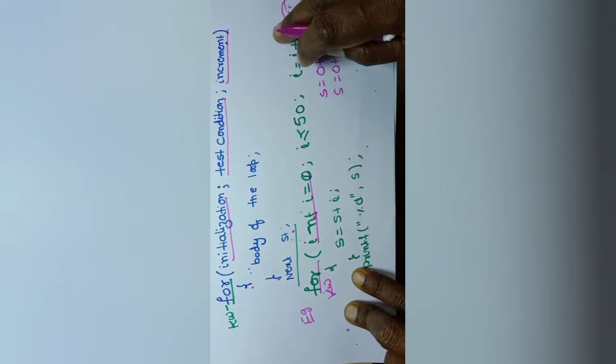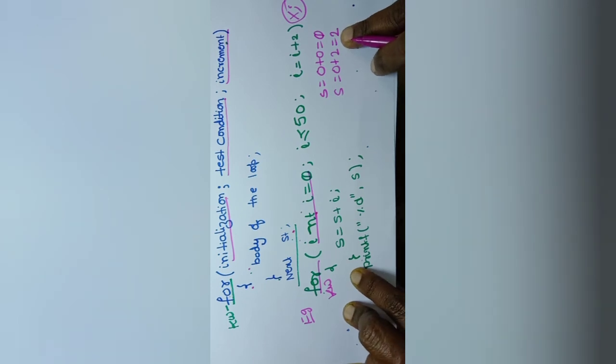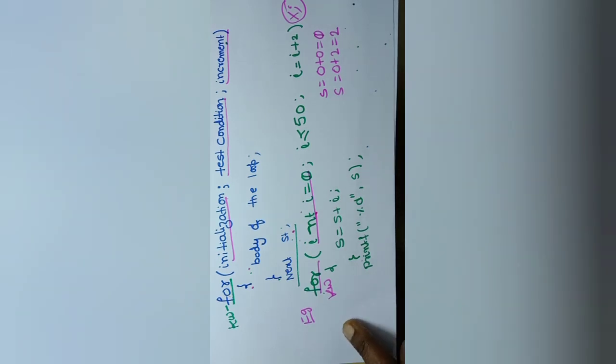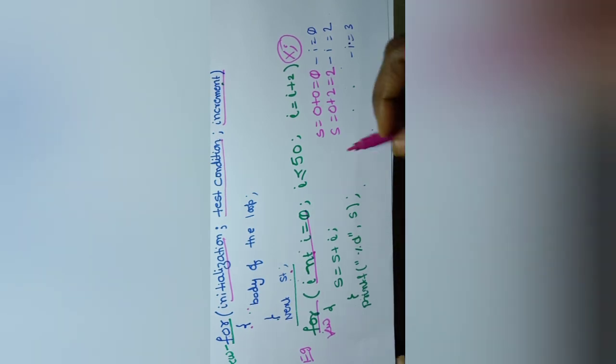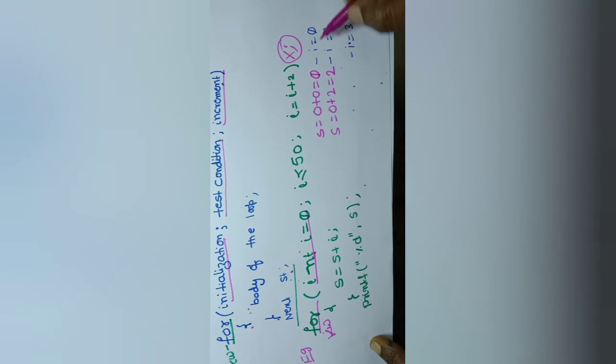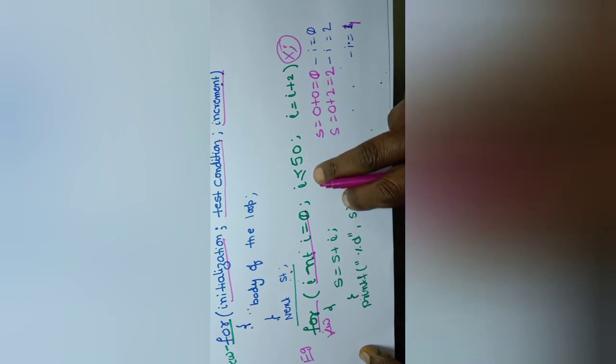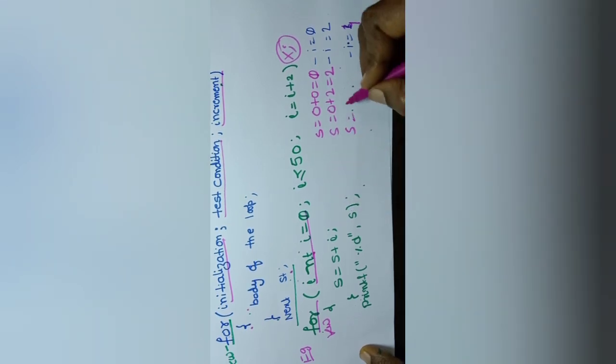Next, I is incremented. Before that your I is equal to how much? 2. 2 plus 2 is equal to, this sum is for I is equal to 0 and this is for I is equal to 2. And next what happens? I is incremented. Sorry, I is equal to not 3, it is 4, no? Okay, it checks the condition. 4 is less than or equal to 50. The condition is true. Here s is equal to the sum 2 plus 4, that is equal to 6.